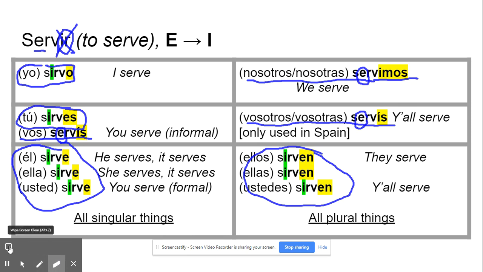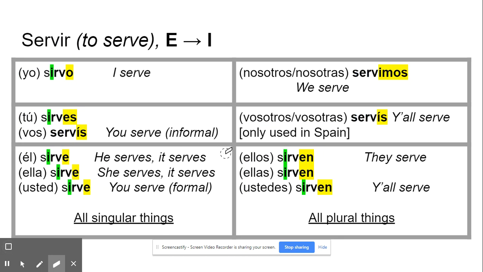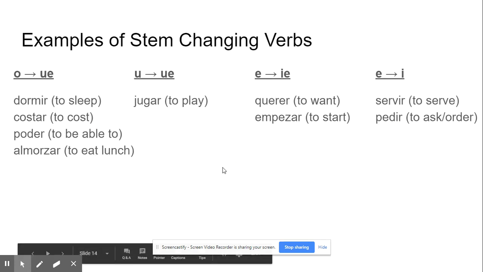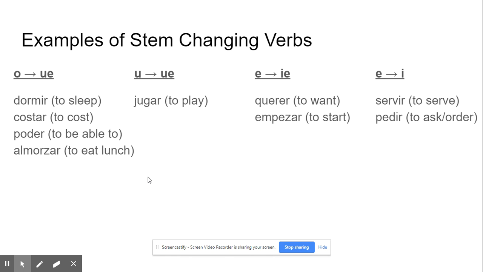Now there's other verbs. I just showed you 4. There's other verbs that have stem changes. There's a lot actually, but here's a short list of a couple of them. We have the 4 different kinds of stem changers: O to UE, U to UE, E to IE, and E to I.